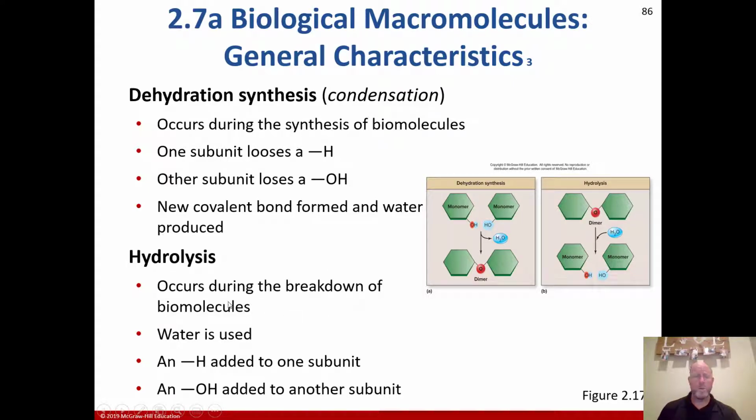Hydrolysis occurs during the breakdown of biomolecules, where water is used, a hydrogen is added to one subunit, and a hydroxide added to another subunit. And so what you end up with is breaking one molecule apart into 2 units. And so hydrolysis is essentially a catabolic reaction.